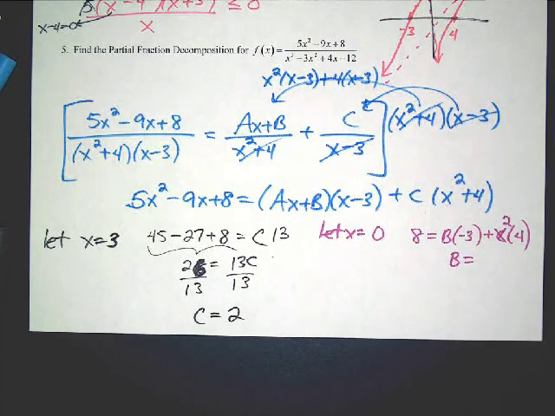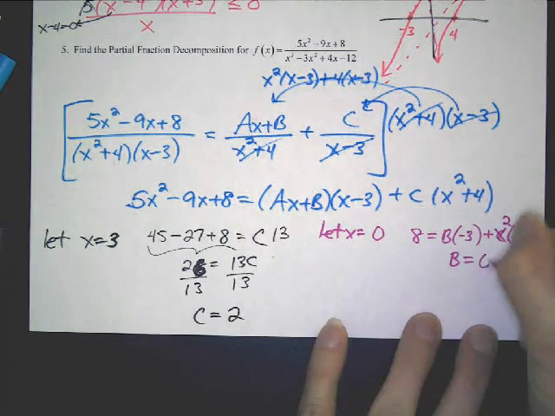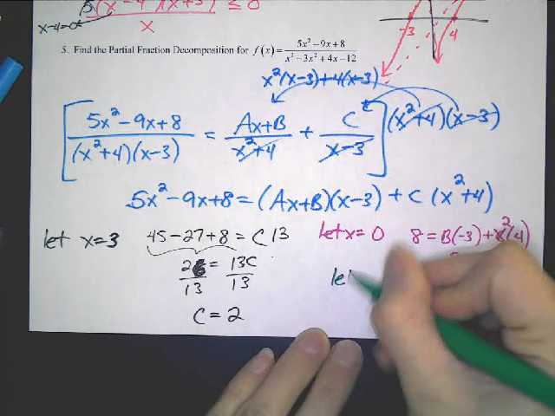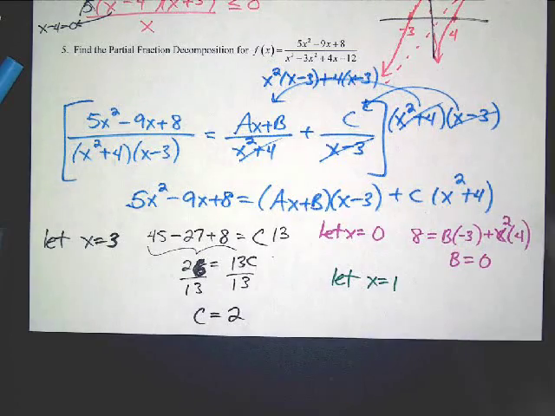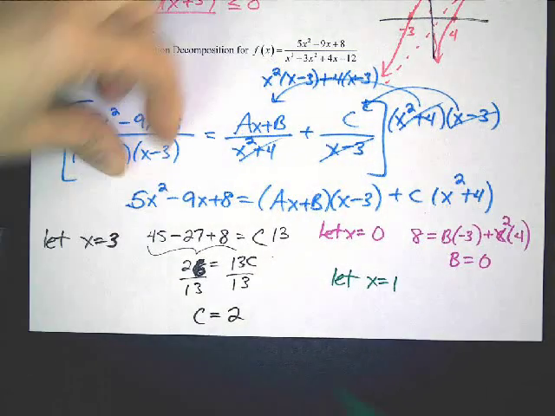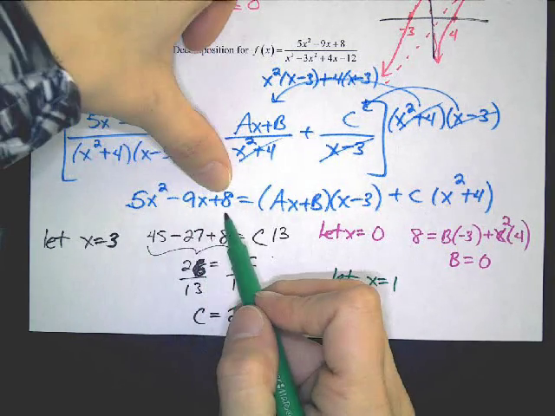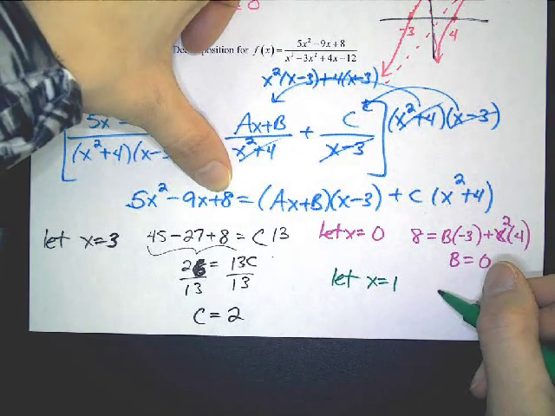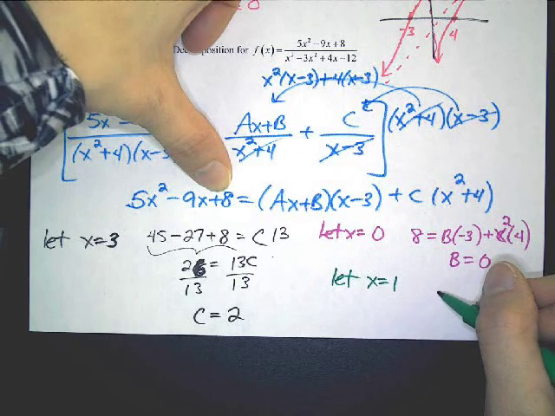0. Good, 0. Okay, let's pick the next okay x. Let's use, we haven't used 1. That's a nice small number. 5 minus 9 plus 8. 4? Okay. Do you know that these other two numbers are going to have to help out?